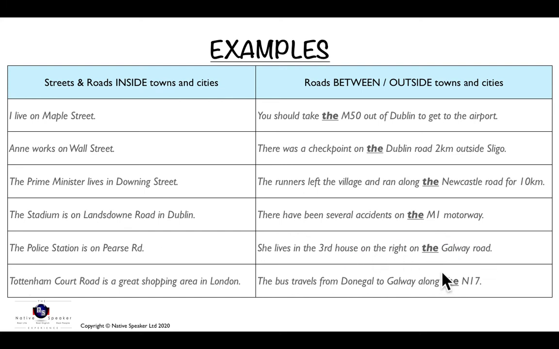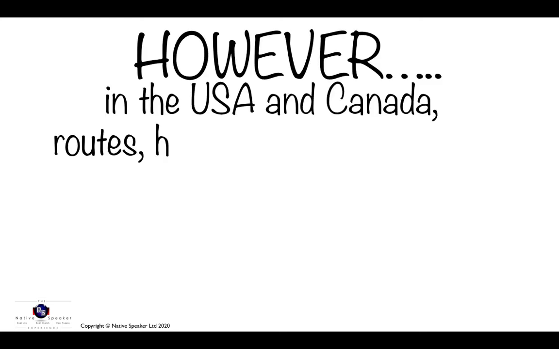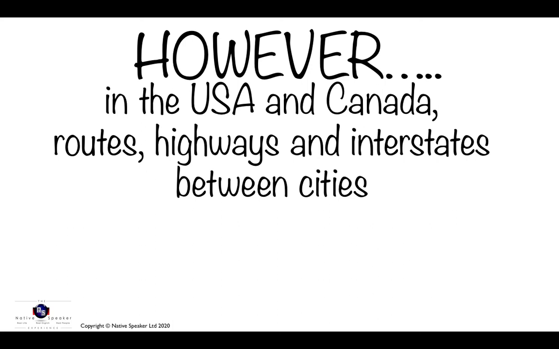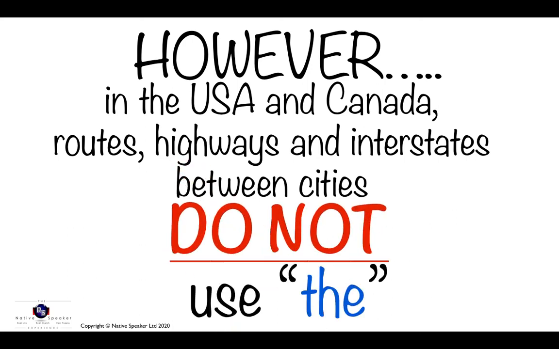The bus travels from Donegal to Galway along the N17, and that's the name of a road, the N17. Okay, very often roads have got this number. So, common mistake by students is they forget to put in "the". You've got to put in "the". However, in the USA and Canada, routes, highways and interstates between cities do not use "the".